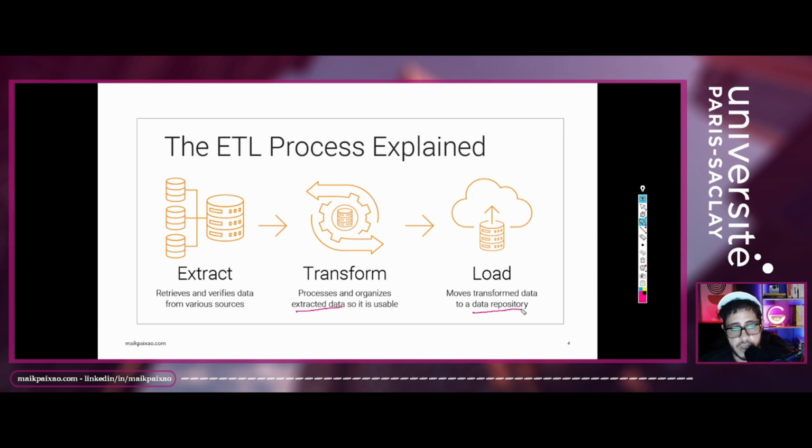But first we need to move the raw data into an organized structure, and after that we can use it for our objectives in the data team.